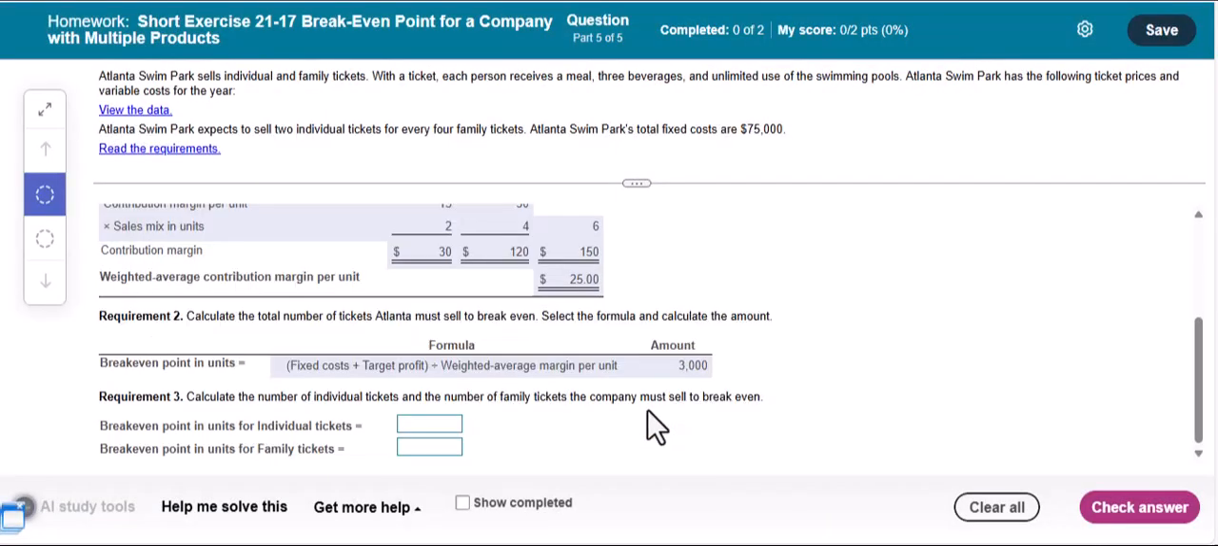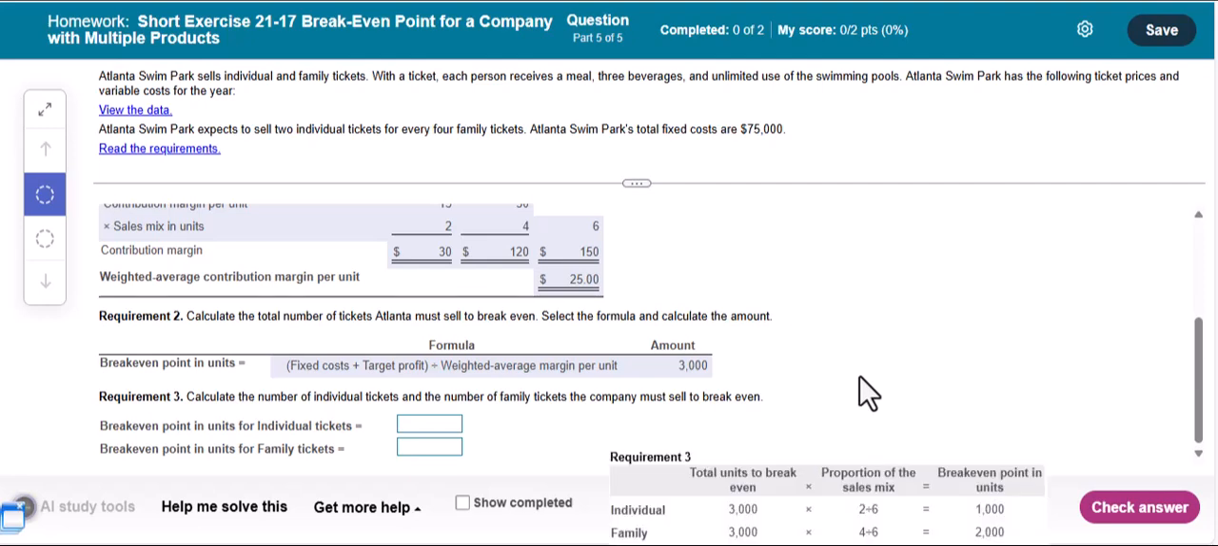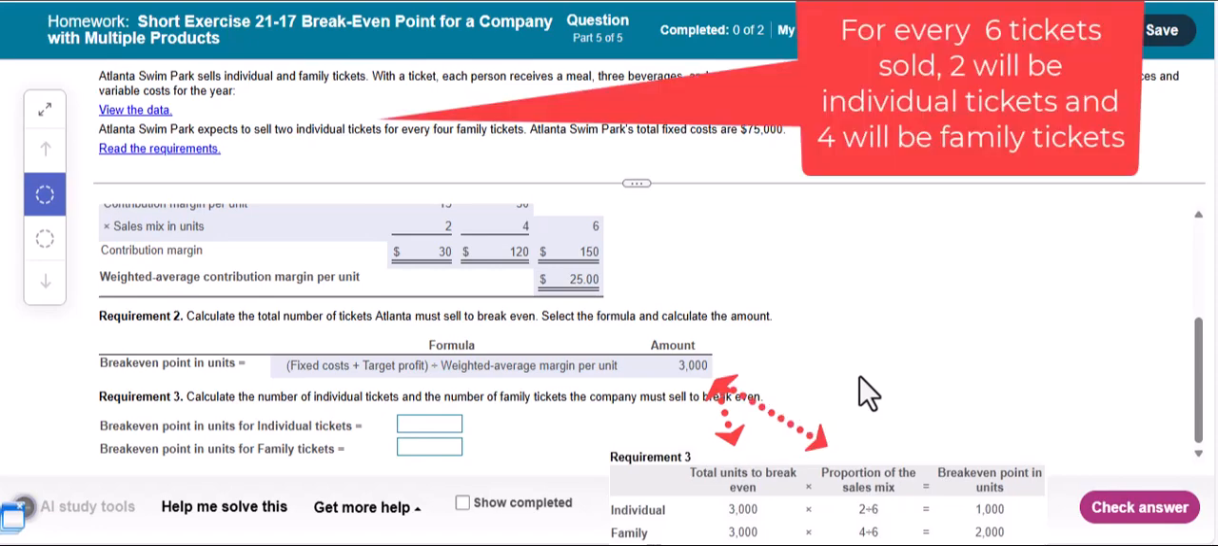Okay, so we have requirement 3, calculate the number of individual tickets and the number of family tickets the company must sell to break even. So we're going to sell 3,000 tickets to break even. Now the question is, how many of those tickets must be individual and how many must be family tickets? The way we do that is we take the number of tickets to break even and multiply it by the proportion, the sales mix that they gave us above here.